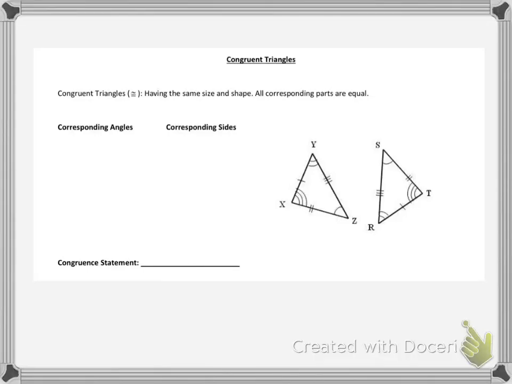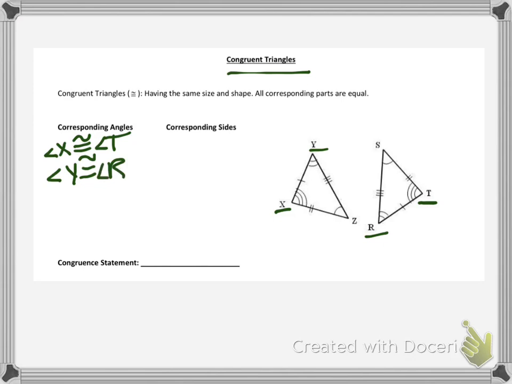When we're talking about congruent triangles, it's very important the order that we write things in. So if we look at this picture, angle X is the same as angle T. So angle X is congruent to angle T. Angle Y with the two curved marks is the same as angle R, which means angle Z is congruent to angle S.